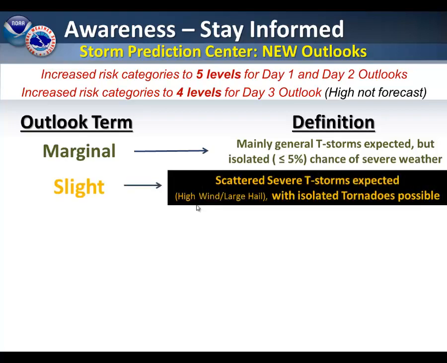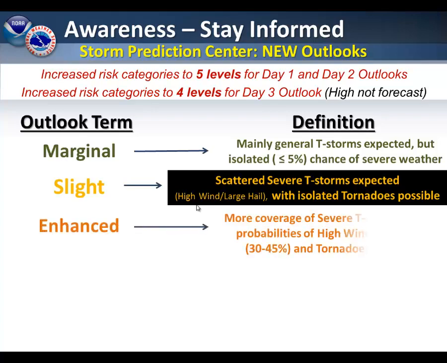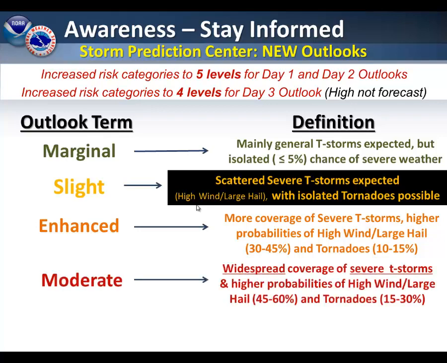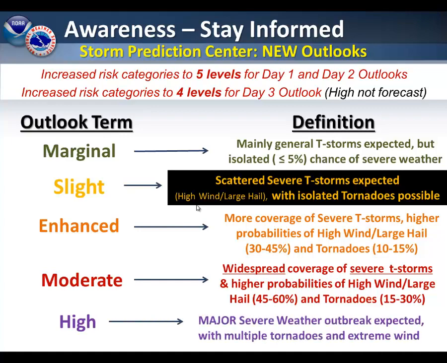We still have the slight risk of severe thunderstorms, which means that scattered severe storms are expected with isolated tornadoes possible. Another new item on their outlooks is the enhanced slight risk, or just enhanced for short. This means that there will be more coverage of severe thunderstorms, and there are higher probabilities of high wind and large hail, as well as tornadoes. However, the strength is about the same, for the most part, as the regular slight risk. And there has been no change to the moderate or high risk of severe weather.